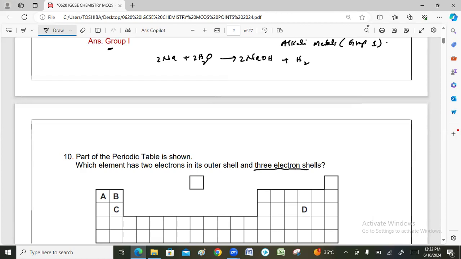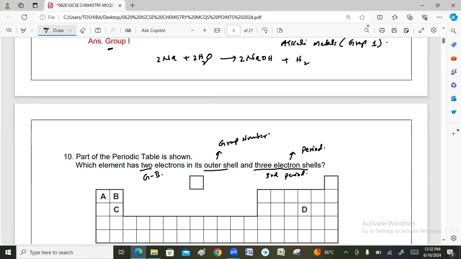So the electron shell is concerned with the period, meaning the period number is equal to the number of electron shells, and the outer shell is concerned with the group number, because the group number is equal to the number of electrons in the outer shell. So if 2 electrons are there, it must be in group 2 of the periodic table, and if 3 electron shells are there, it must be in the third period of the periodic table.